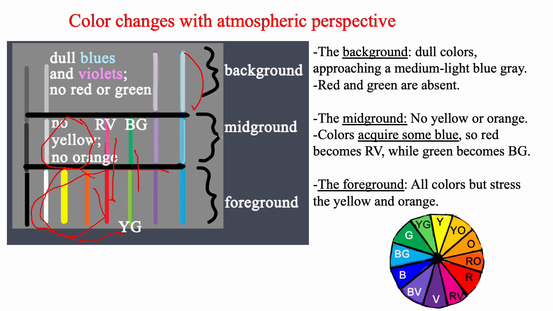And this makes perfect sense when you look at the color wheel. If we say this is the foreground, then you lose that, but you still have this, the green and red in the midground. And then in the background, you lose your green and red, and you have these colors. So it just follows the color wheel.